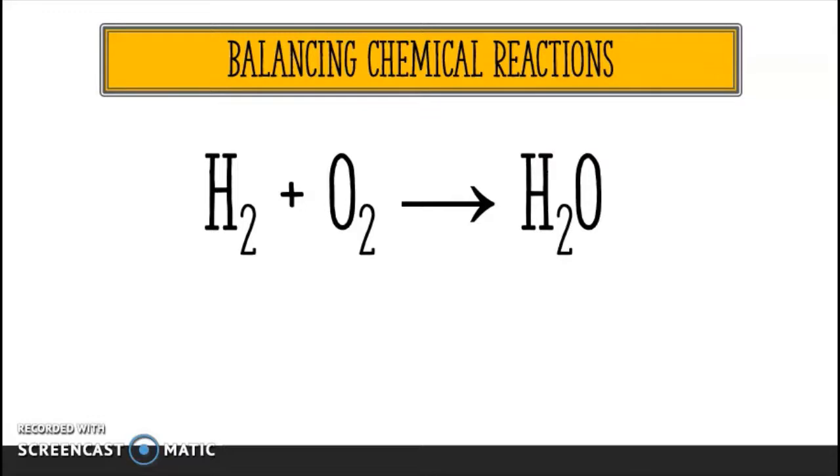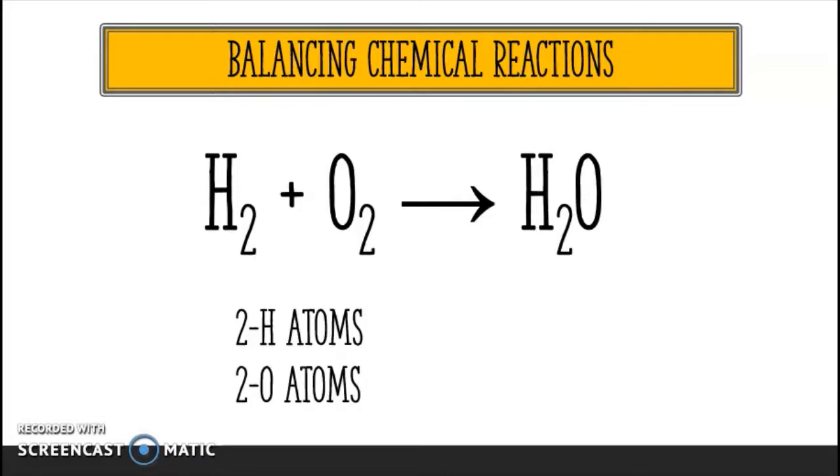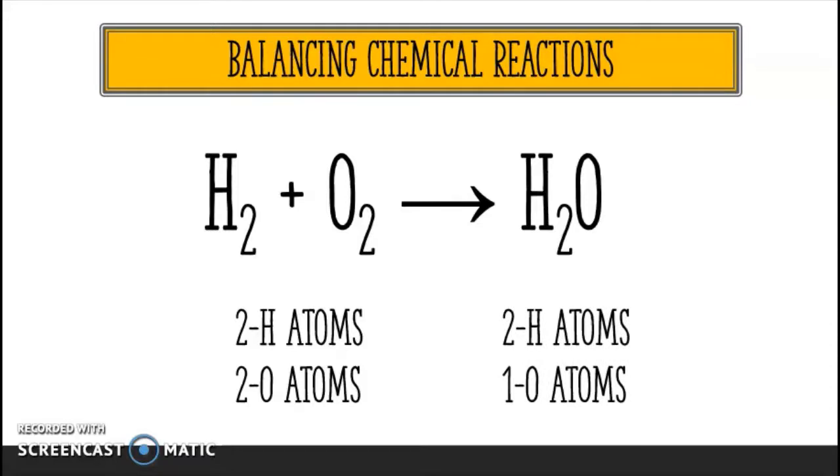Now, when I go through and balance a chemical equation, I find it pretty useful to make a little list of the number of atoms I have on each side. So I'll start with the reactant side. I notice that I have 2 H atoms, and I also have 2 oxygen atoms. On the product side, I have 2 hydrogen atoms and only 1 oxygen atom.